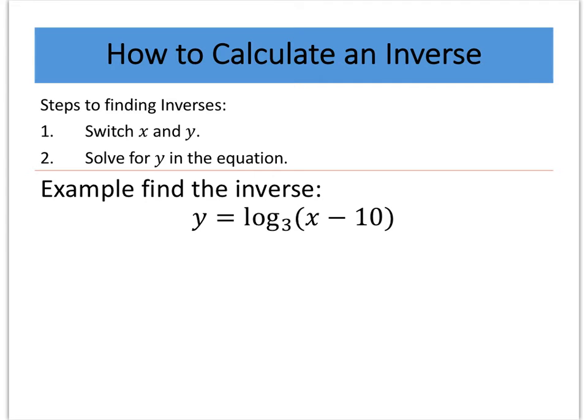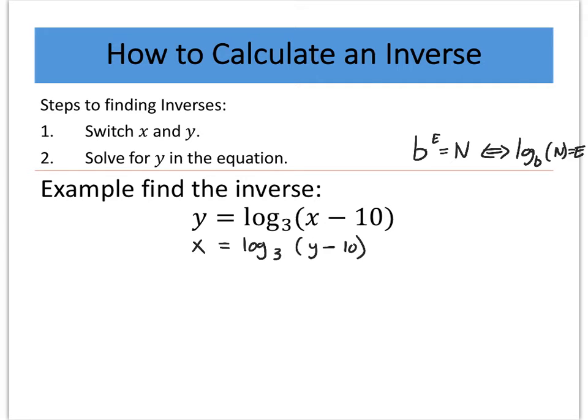This is a little different because it is an inverse of a logarithm, but essentially it's the same as solving. We're going to switch the x and the y first, so it's going to be x equals log base 3 of y minus 10. And then I'm going to use the property that b to the power of an exponent equals a number relates to log base b of the number equals the exponent. I ran off the page, sorry.